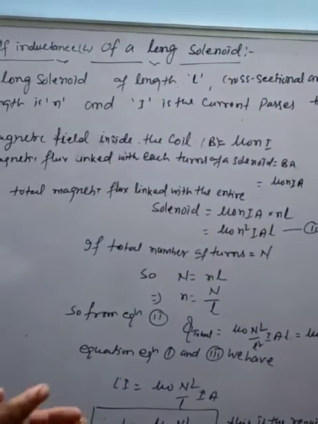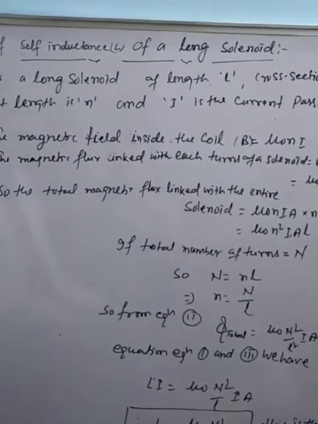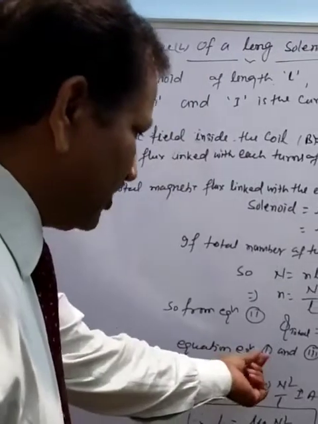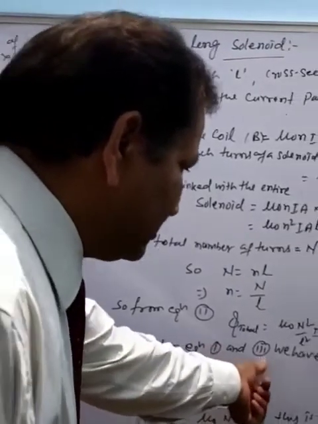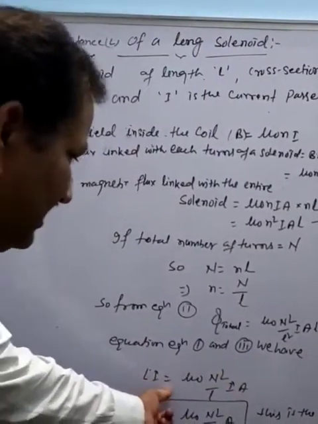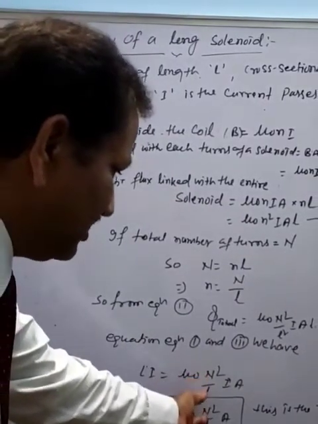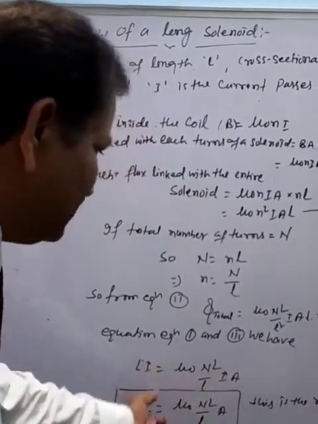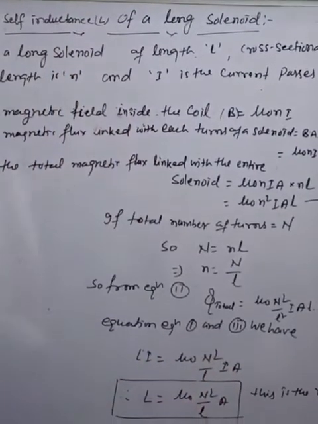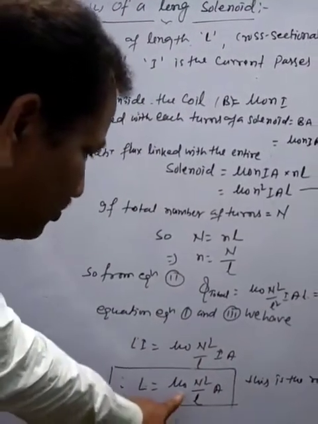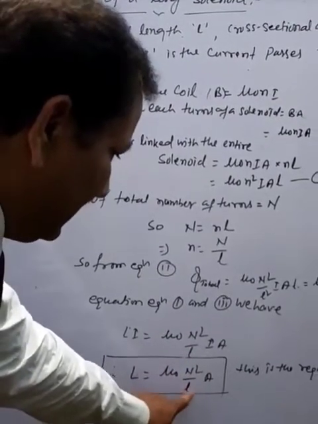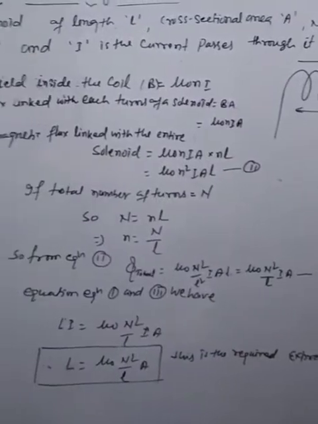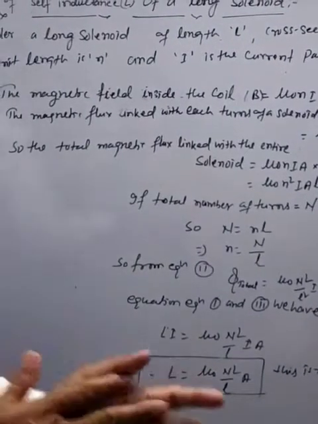Now from equation first, total flux phi is equal to L into I. Equating equation first and third, we get LI is equal to mu naught N square upon l into I into A. I cancels out, so L is equal to mu naught N square upon l into A. This is the required expression for the self-inductance of a long solenoid.